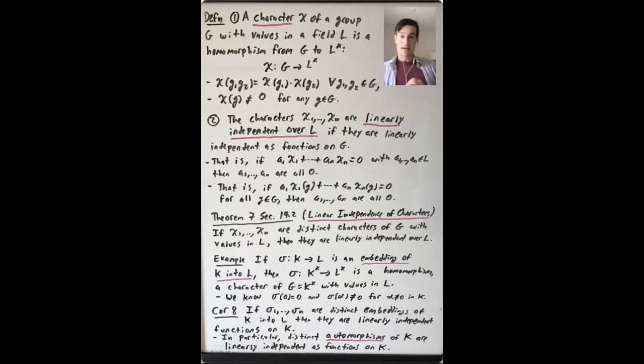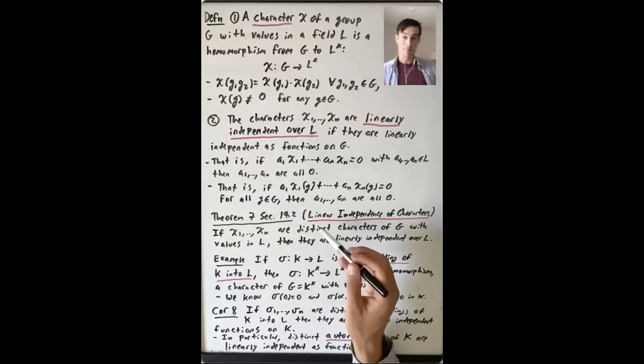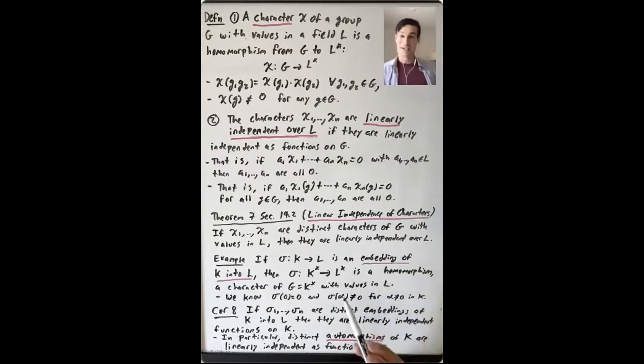So I'll pause and erase. First, I just want to point out that corollary 8 follows very directly from theorem 7 applied to this setting where your characters come from field embeddings. So all we have to do now is prove theorem 7 on linear independence of characters. So I'll do that next.